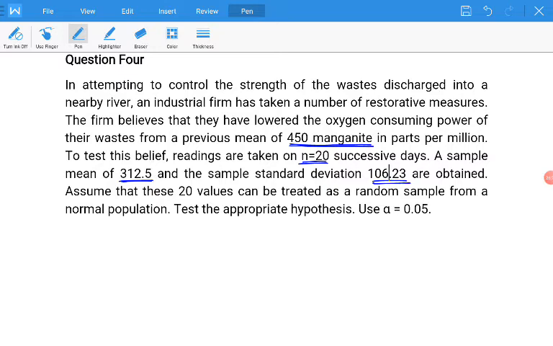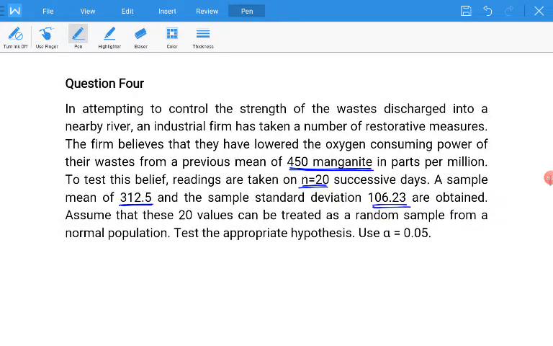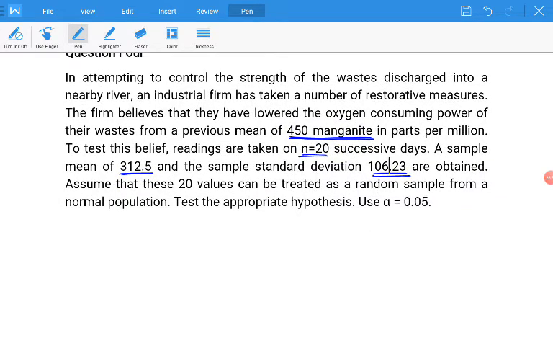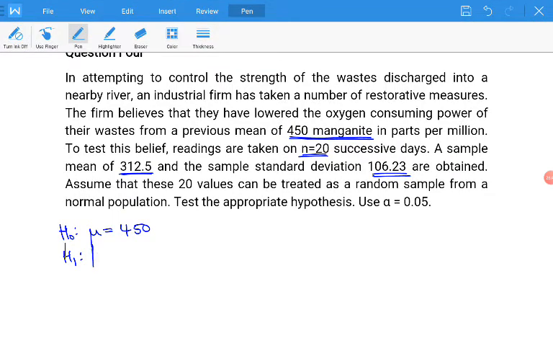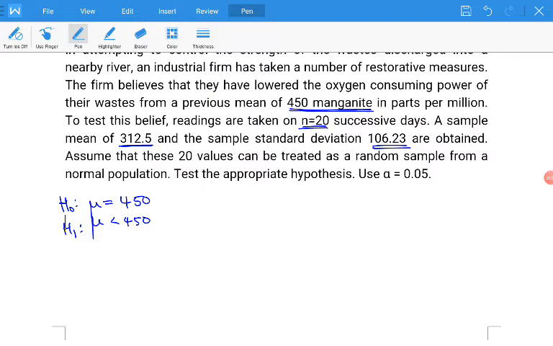So here we need to note that our sample size is less than 30, and hence we are going to use a t-distribution. So again, we need to first state the null hypothesis, which is mu is equal to 450. Then our alternative hypothesis is mu is less than 450. And we are testing at alpha is equal to 0.05.